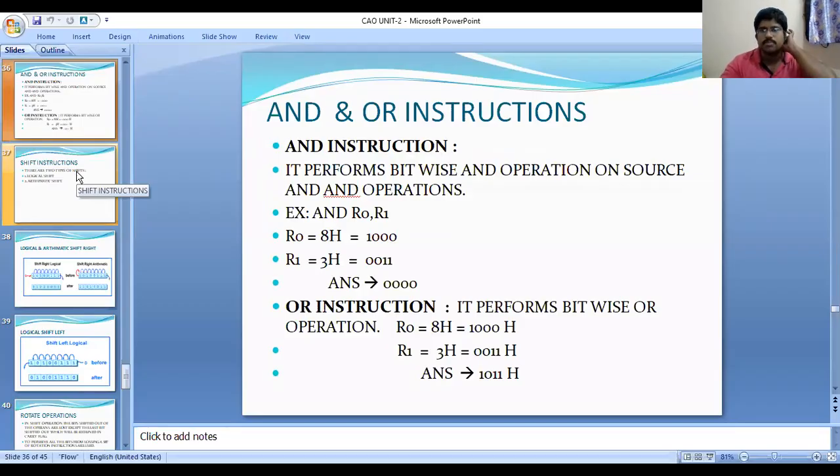Different types of shift operations. Whatever operations we are going to learn in this class, all those same instructions will be present in our MPMC, microprocessors and microcontrollers, in our next semester. And the same instructions, with a little bit of modification, may be present in our PIC microcontroller.